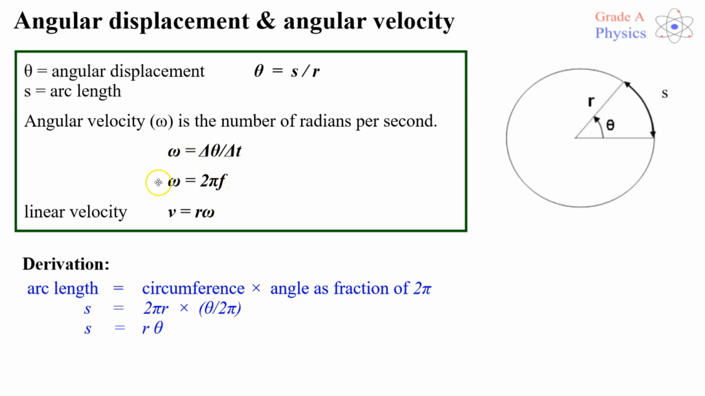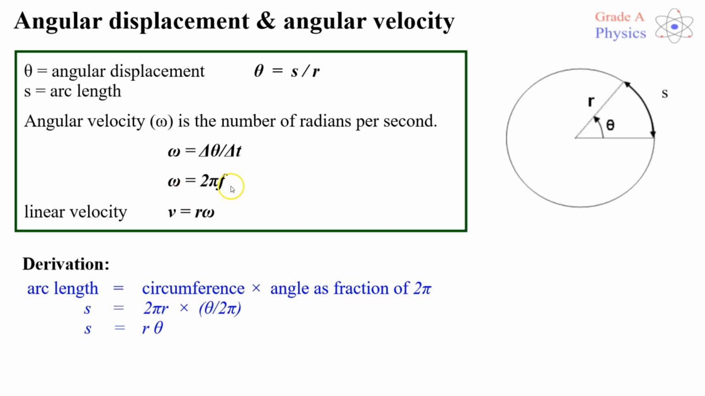We can also write this as 2 pi f, and we can link these two formulas together if we wanted to. Again, if we're talking about the number of radians per second, if I know f, which is the frequency for one complete circle, one complete oscillation, then if I multiply that by the number of radians in one circle, that will give me the number of radians per second.